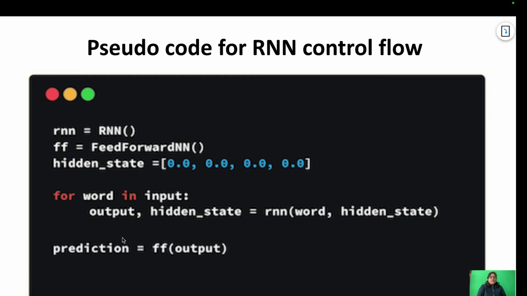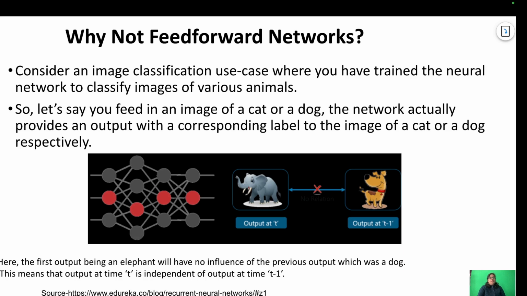Now here you can see the pseudocode for the RNN control flow. Here RNN is the feed forward neural network, and these are the hidden states. Now output and hidden state are generated by each RNN. For each word we are executing the RNN along with the hidden state, and it will generate the output as well as the hidden state.